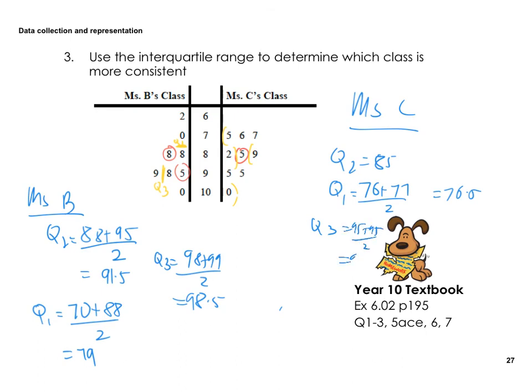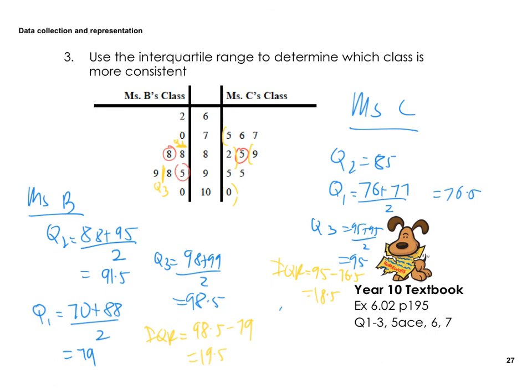Which is just 95. Okay, so IQR for Miss B. The IQR is 98.5 minus 79, which is 19.5. And then the IQR for Miss C's class is 95 minus 76.5, which is 18.5.